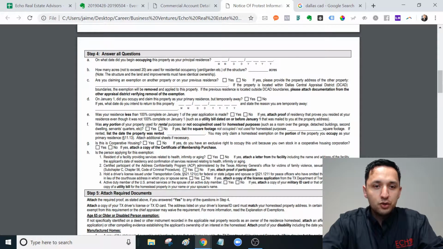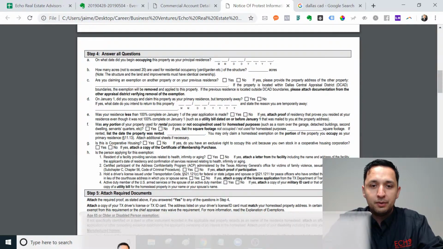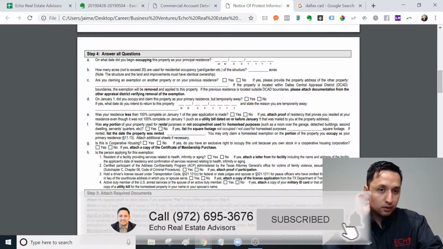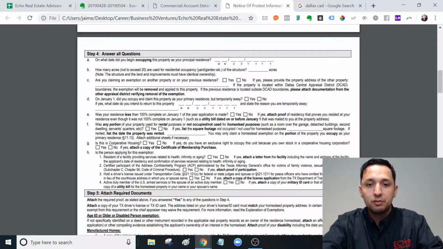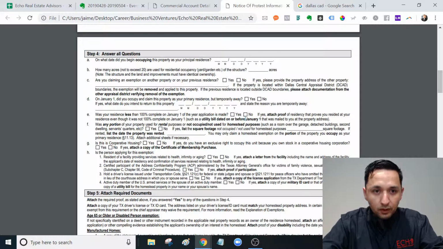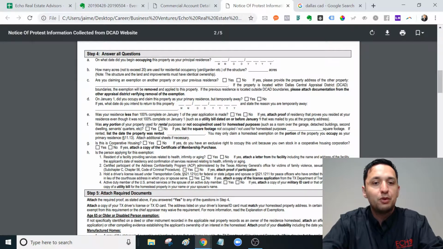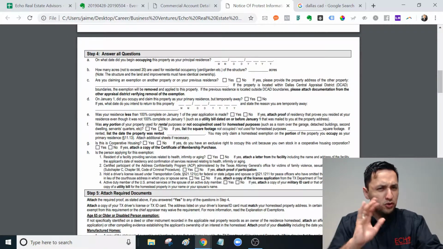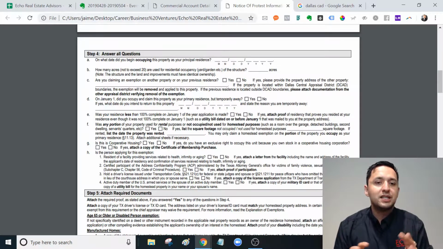On January 1st, did you occupy and claim this property as your primary residence but were temporarily away? Then you would put yes or no. If yes, what date did you intend to return to the property? They ask a few more questions about that. Was your residence less than 100% complete on January 1st of the year the application is made? In this example, I'm going to put no. If yes, attach documentation that proves you resided at your residence even though it was not 100% completed on January 1st. So you see a lot of questions relating to that January 1st occupancy date.